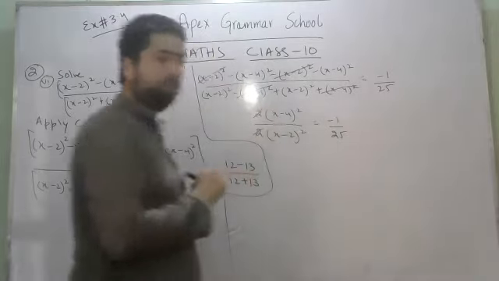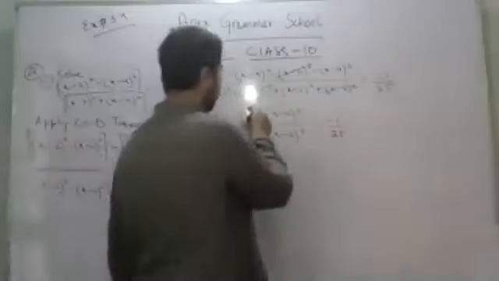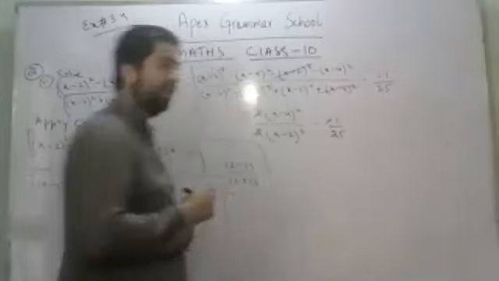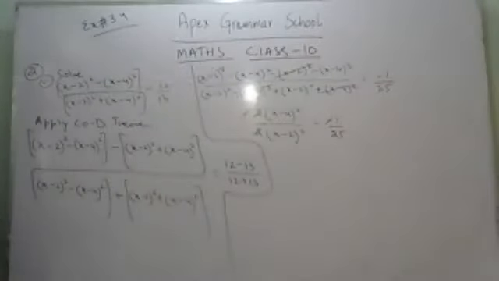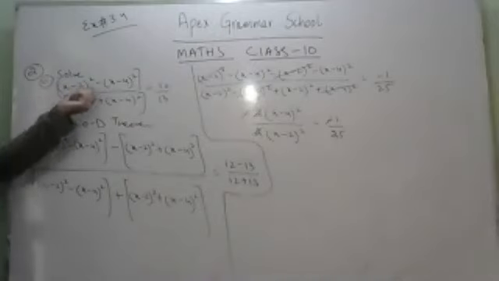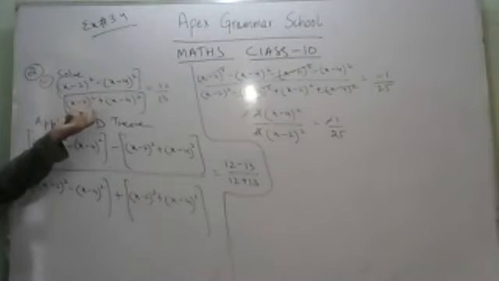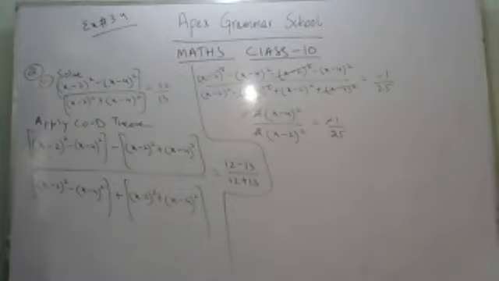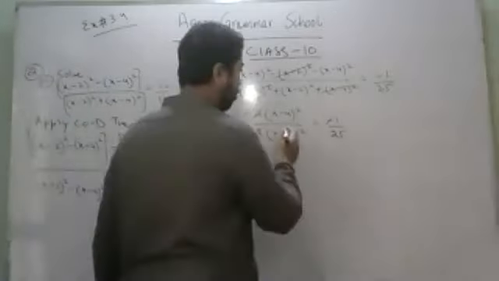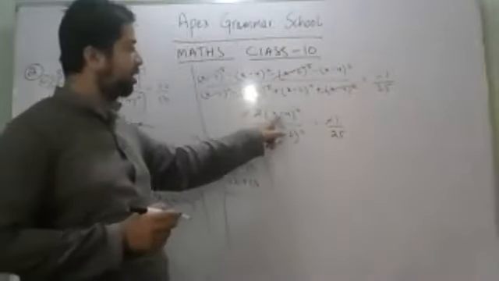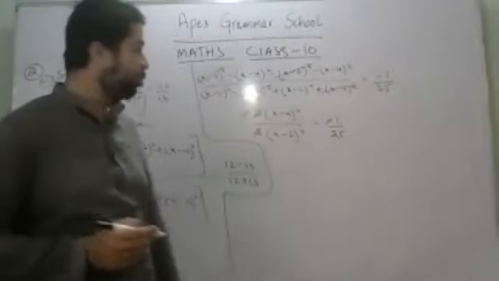2 will cancel with this 2, and then the negative sign will cancel with this negative sign. Again, you can see that we have already (x minus 2) whole square minus (x minus 4) whole square, and in the denominator (x minus 2) whole square plus (x minus 4) whole square. We have applied the componendo and dividendo theorem here, and you will have this answer. Now you can see that this is (x minus 4) whole square and this is (x minus 2) whole square.